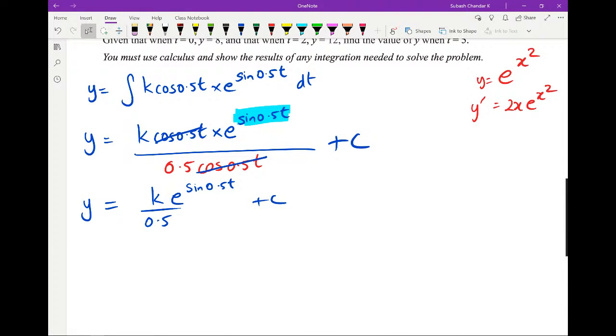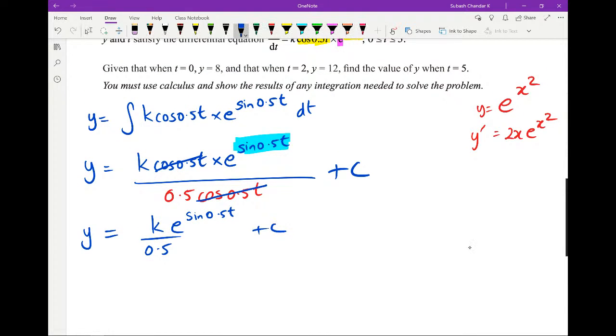So what you have is basically this equation. Now I'm going to get rid of the 0.5 and rewrite this as 2, because k divided by half is just 2. So 2k e sine 0.5t plus c.